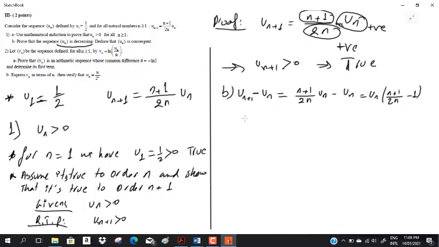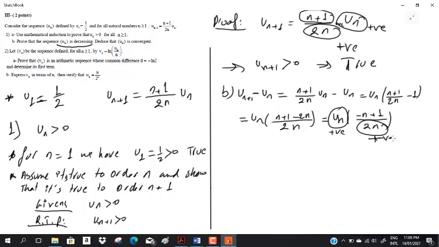We can take 2n as a common denominator. It gives us un times n plus 1 minus 2n over 2n, which equals un times minus n plus 1 over 2n. What I know is that un is positive and 2n is positive, but I still have to know the sign of minus n plus 1. I can say that minus n plus 1 is negative, or I can prove it.